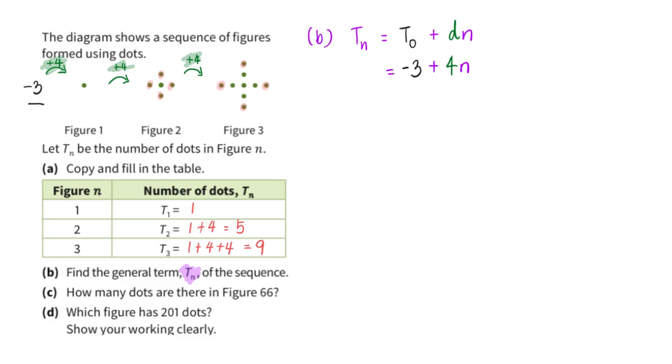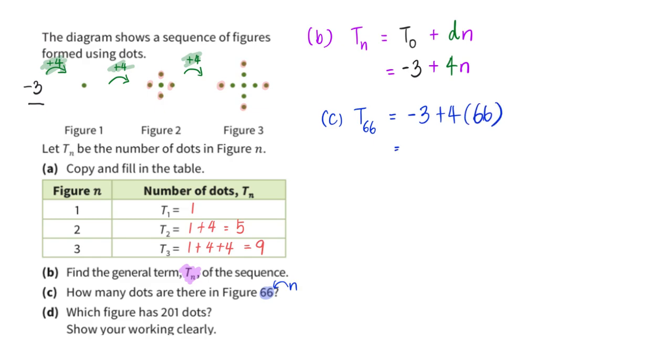And for part C, how many dots are there in figure 66? This simply means that n is 66 now. Since I already have the general term, all we have to do is to substitute this general term, the n, with 66.